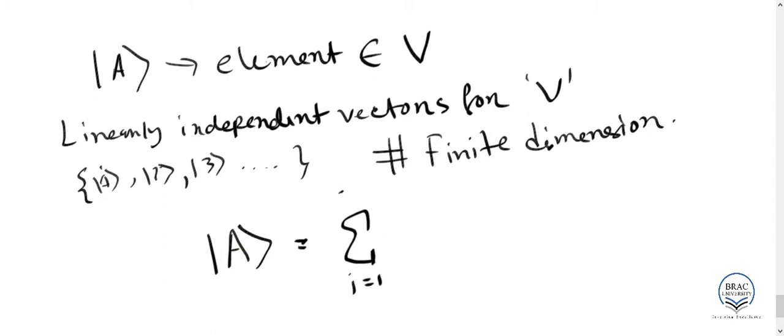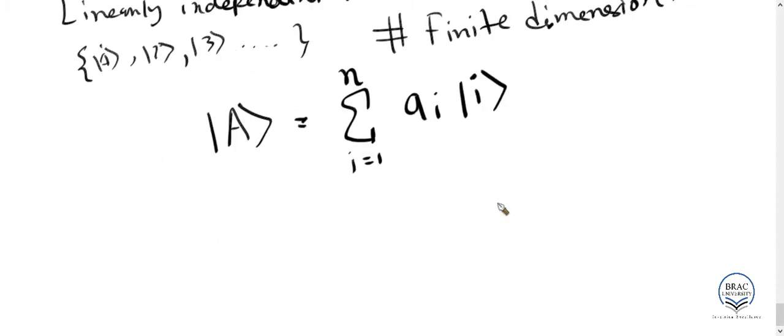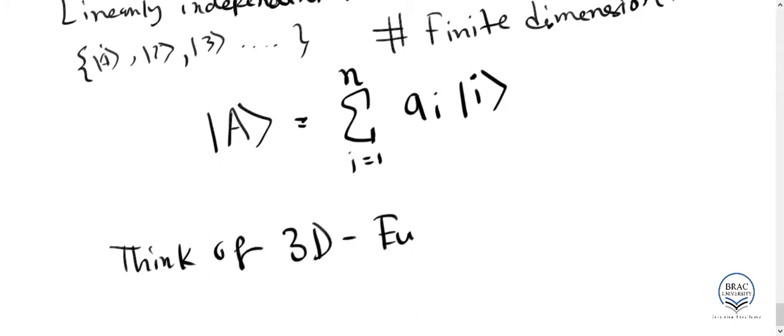the sum over i equals 1 to n, let's say this is an n-dimensional space, of a_i times e_i. This is a summation. This is a linear combination. This idea is actually similar to the idea you are familiar with in ordinary calculus or ordinary vector courses. The way to see it would be to think of 3D Euclidean space.